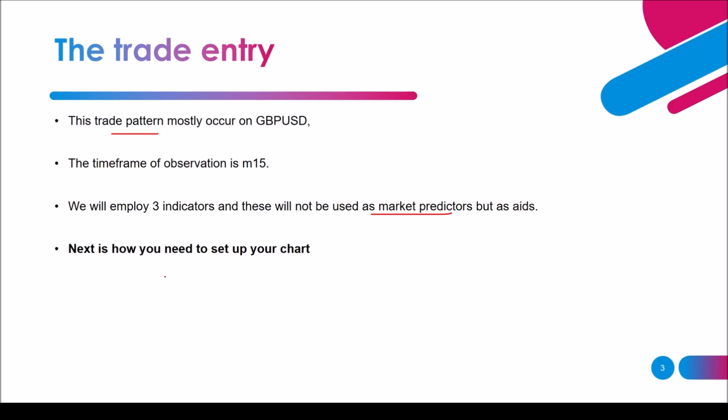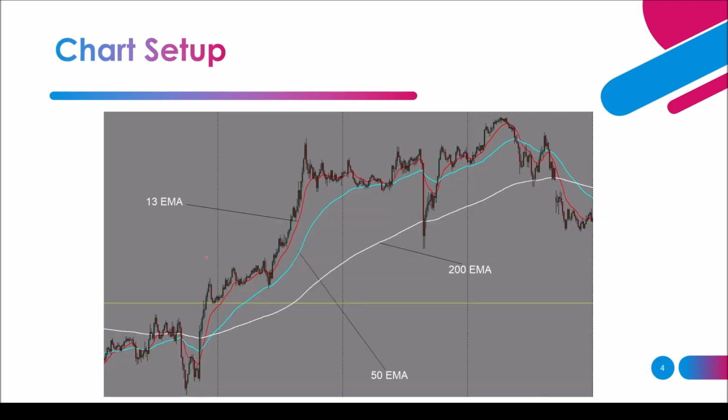The next slide will show you how you need to set up your chart. So basically your chart should look like this. We have 3 indicators, which are exponential moving averages applied to close. We are going to be using the 13, the 50 and the 200 EMA. Basically all these indicators are very important in attaining our entries.